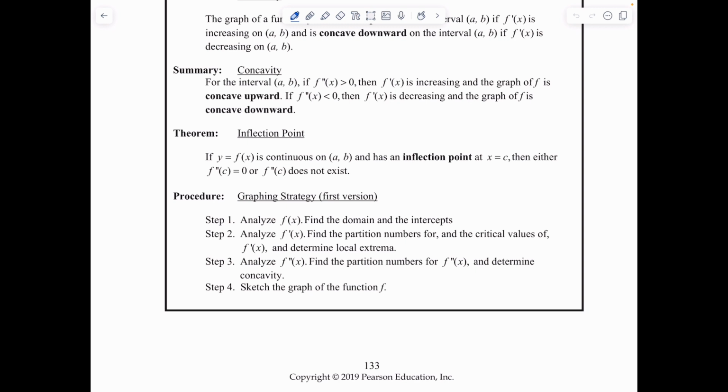Inflection points will be where our function is going from concave up to concave down or concave down to concave up. So these will work much like our critical values. In this case, they will be telling us where our concavity is changing. So if our function y equals f of x is continuous on (a, b) and has an inflection point at x equals c, some value of x, then either f double prime of c is 0 or f double prime does not exist. Those are the cases we'll be looking for to determine an inflection point.